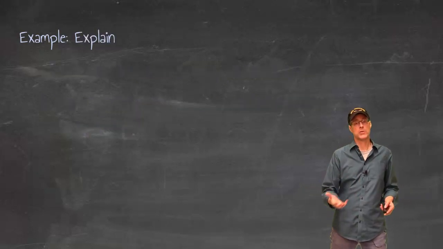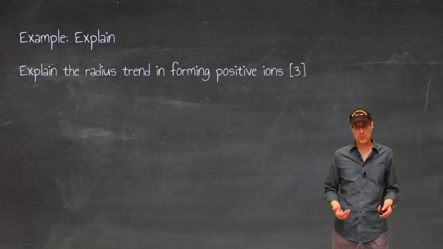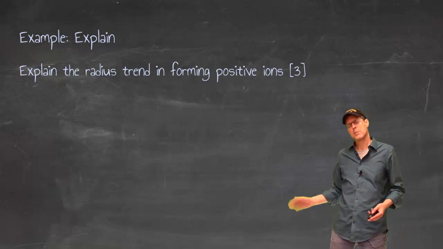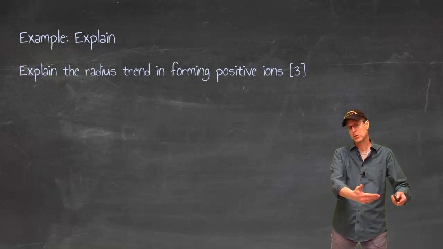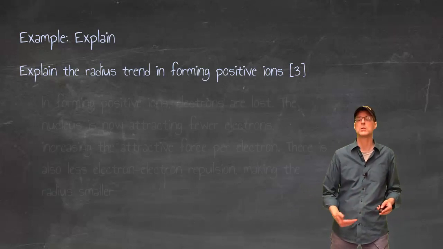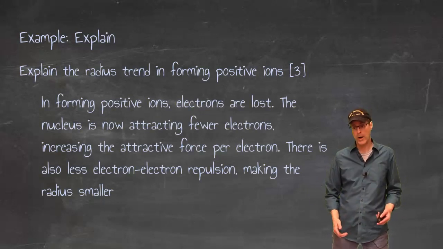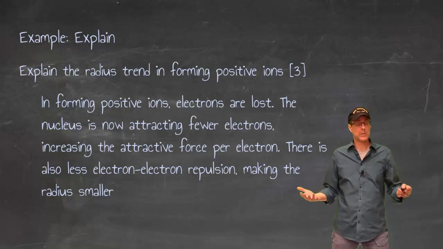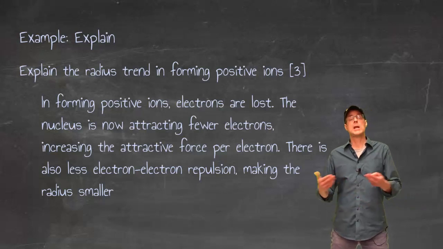A much more interesting question in the same theme is to explain the trend in the radius when forming positive ions for 3 marks. Now my answer here is probably a little bit longer than what it needs to be because I tried to use more or less the same starting point as the previous question, but then get into explaining the reasons why. It would not be enough in this one just to say that positive ions are smaller, because that doesn't answer the question of explaining the trend.